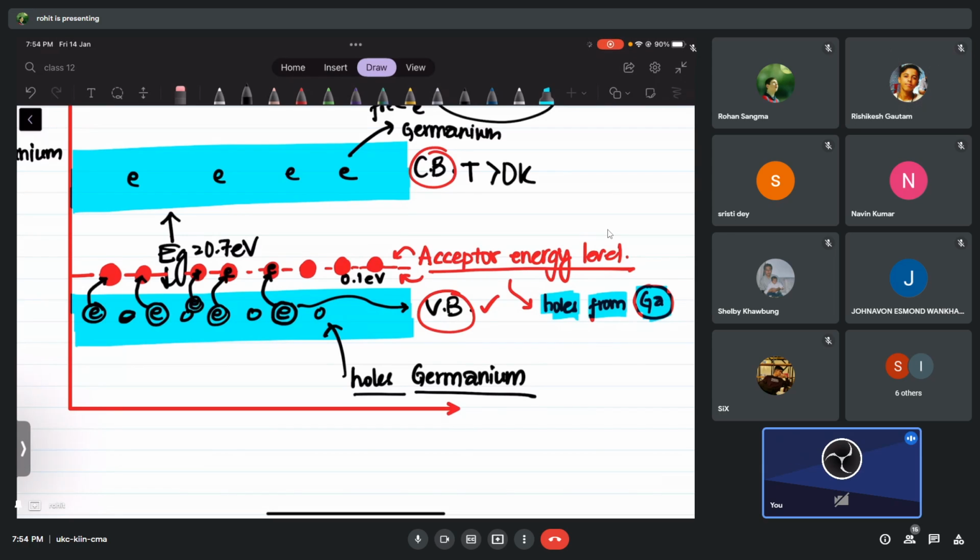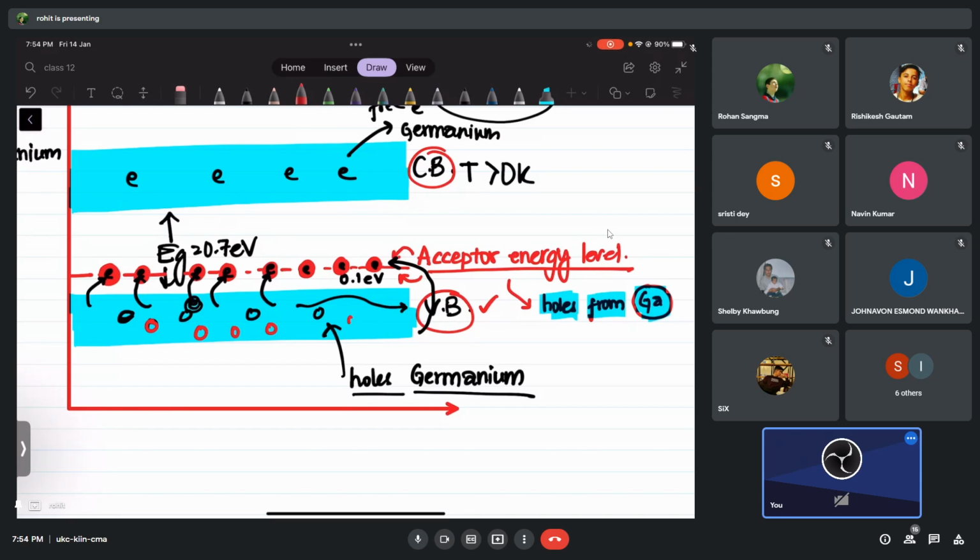0.1. So all these holes, will they be free or occupied now? Occupied. So how many electrons have left the valence band of germanium, guys? 10. Very good. So if 10 electrons have gone from germanium and sit in the holes of gallium, you get 10 new holes. 10 new holes in which band?